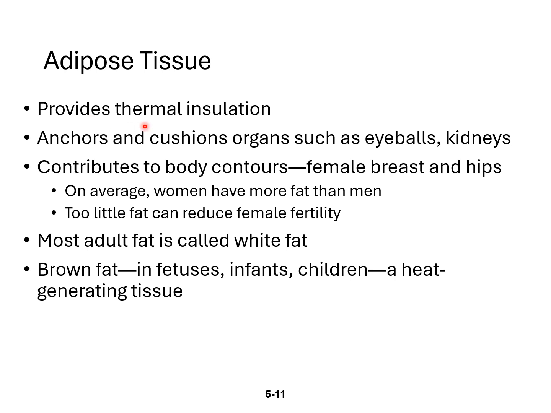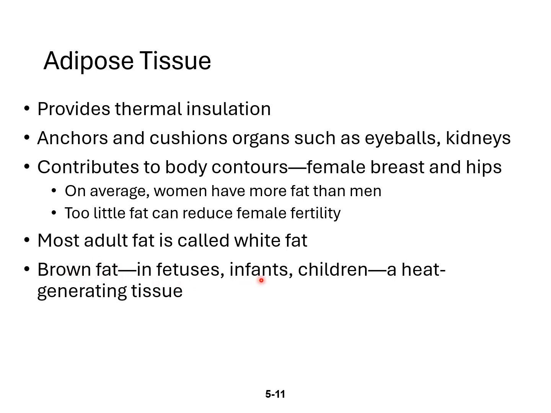Adipose: thermal insulation. Anchors and cushions organs, eyeballs, kidneys, contributes to body contours. Most adult fat is called white fat. You have brown fat in fetuses, infants, and young children, and it's a heat-generating tissue. Brown fat is also going to be found in hibernating bears, and that's what they use to produce heat in the wintertime. So it's the same brown fat that you find in bears.